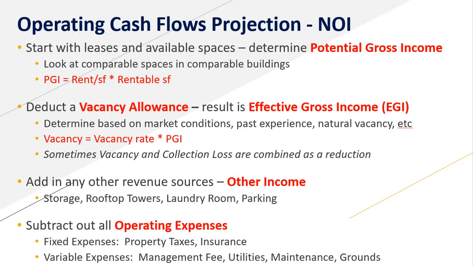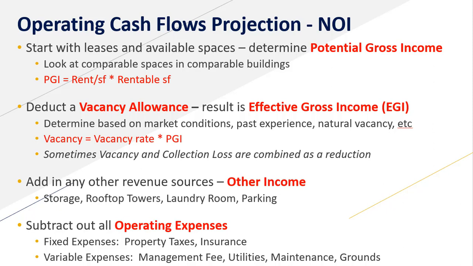So, to get to the operating cash flows and ultimately get to the net operating income, that's the NOI, we need to start with the leases and all of the available spaces. So the first line item, the starting point for everything is going to be the potential gross income. So in order to get the potential gross income, we're going to take the rent per square foot and multiply that times all the rentable square feet in the building.